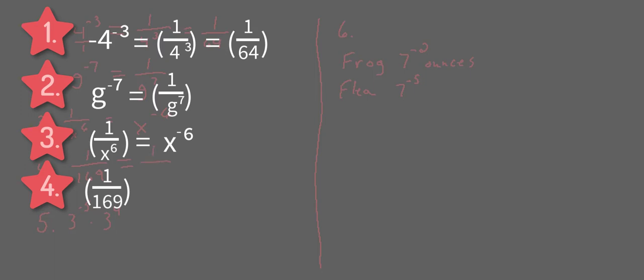With number 4, we have to recognize what is 169 written with a base and a power. Well, 169 is 13 squared. And again, we're asked to write it with a negative exponent, so 1 over 13 squared, we move it to the top, change the sign, that's 13 to the negative 2.